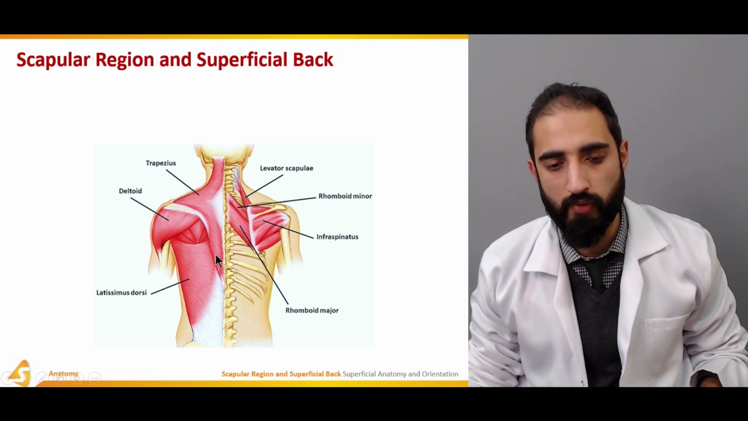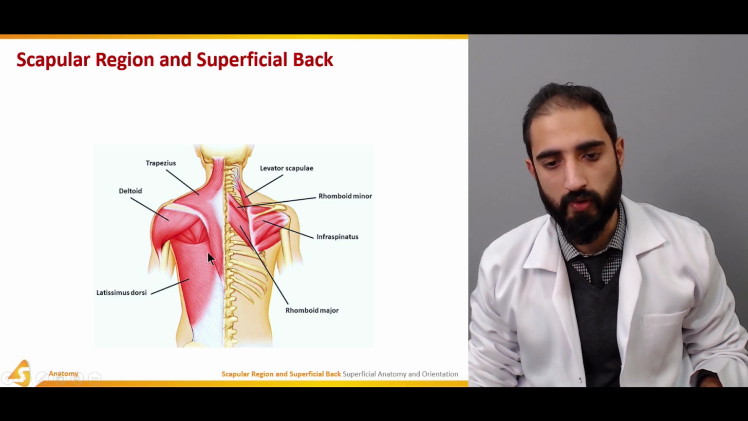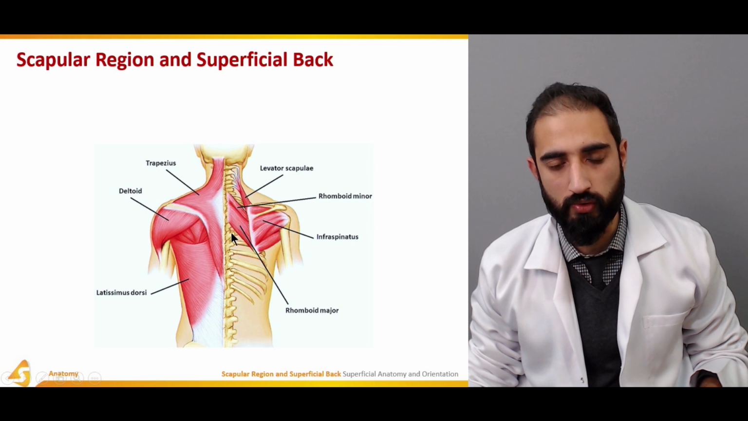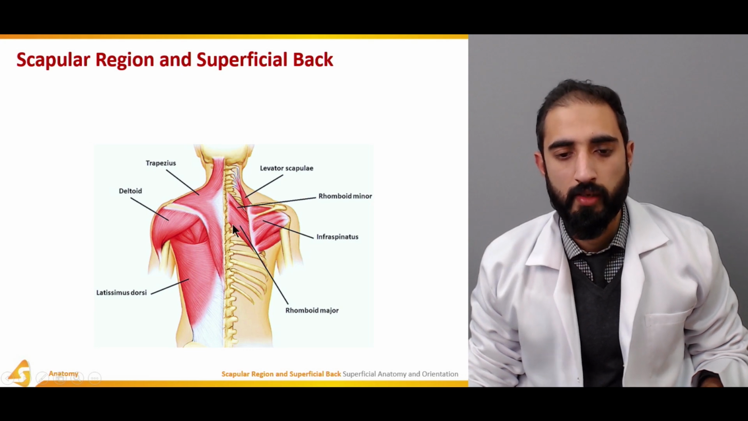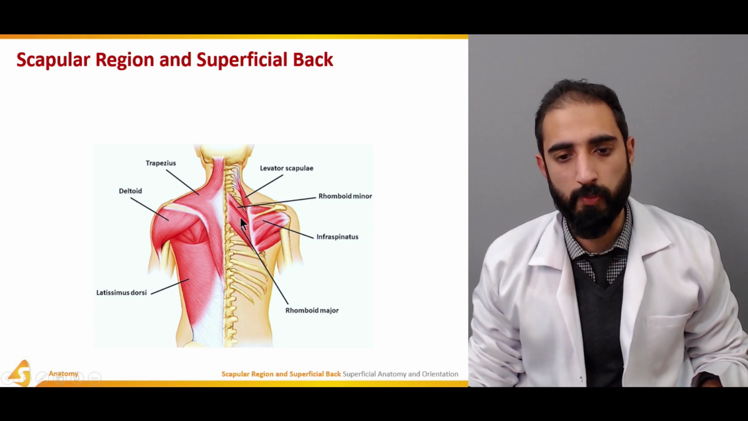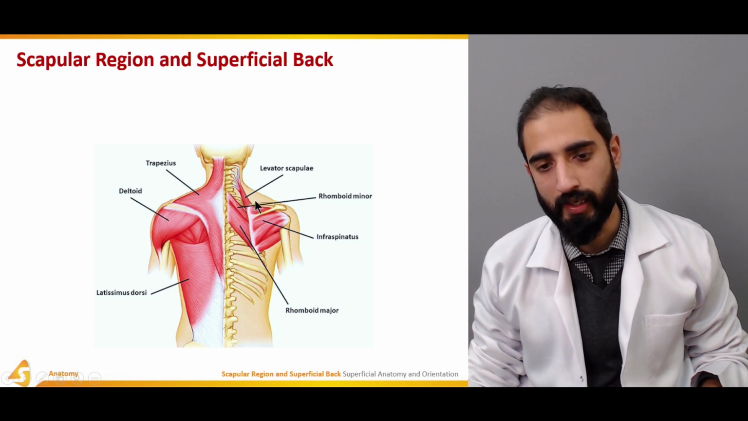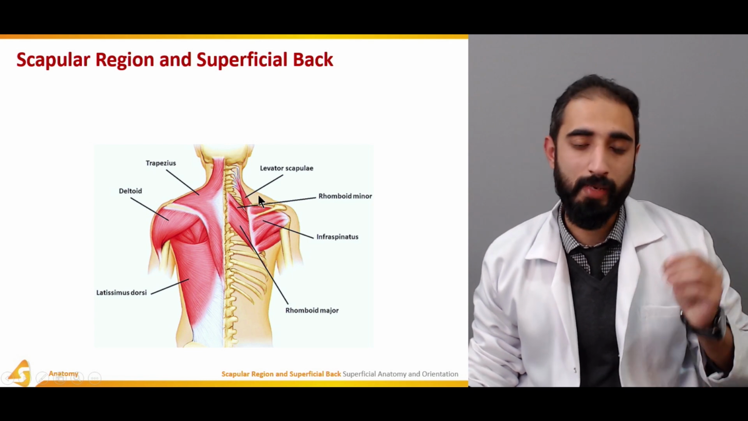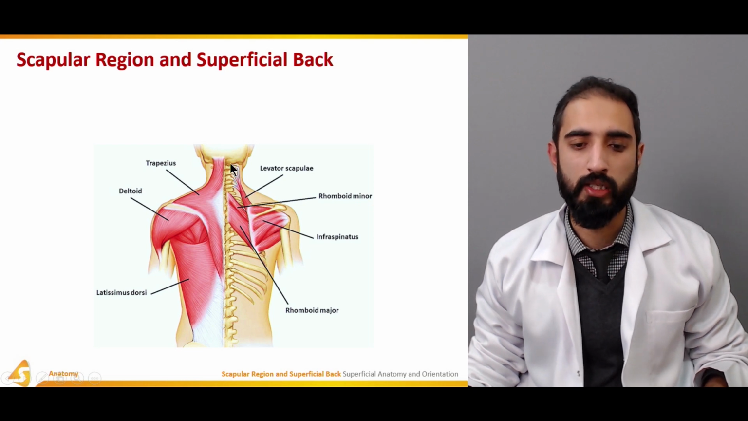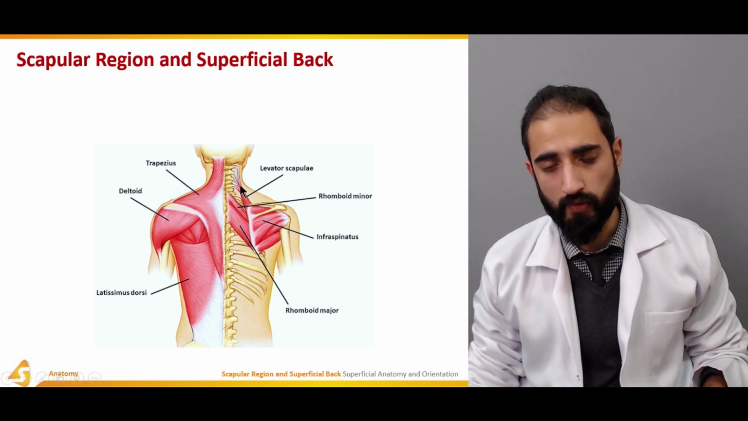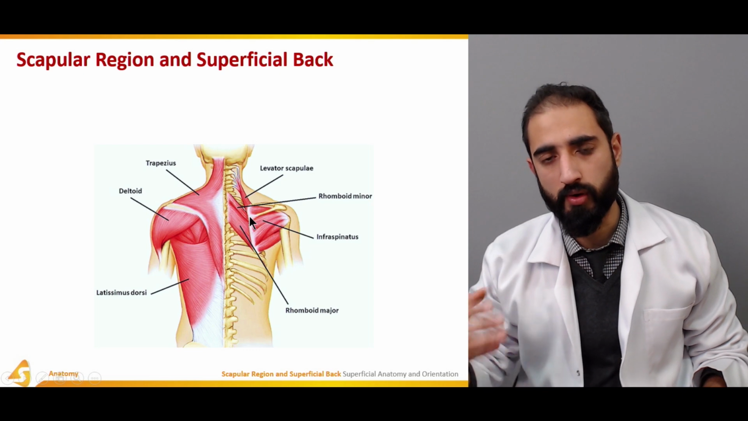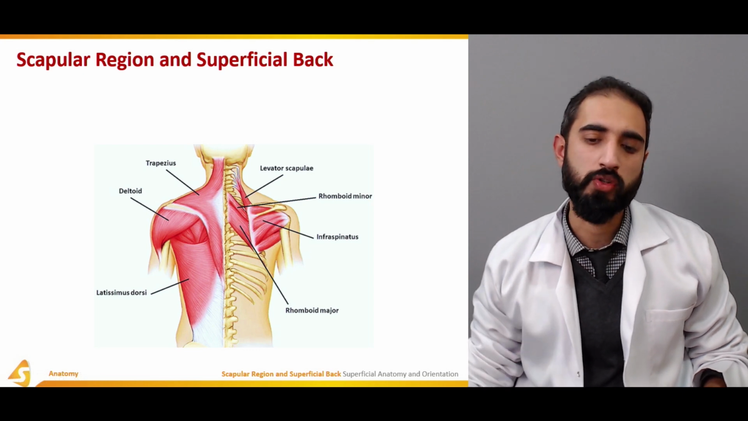The trapezius covers the little part of the superior aspect of the latissimus dorsi and also the rhomboid major. Here on the right side, where the trapezius is removed, we can clearly see the rhomboid major and just above the rhomboid minor. Here we have the levator scapula, which is connecting the superior medial aspect of the scapula with the transverse process of the cervical spine and responsible for the elevation of the scapula.